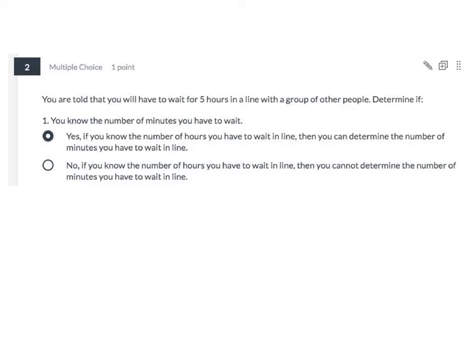All right, number 2. You're told that you have to wait 5 hours in line with a group of other people. Determine if you know the number of minutes you have to wait. You had a choice between yes and no. Yes, if you knew the number of hours you have to wait in line, then you can determine the number of minutes. Or no, you cannot. We know the conversion of hours and minutes: it's 60 minutes per hour. So if you have so many hours, you can figure out how many minutes. This is more of a logic thinking kind of thing.